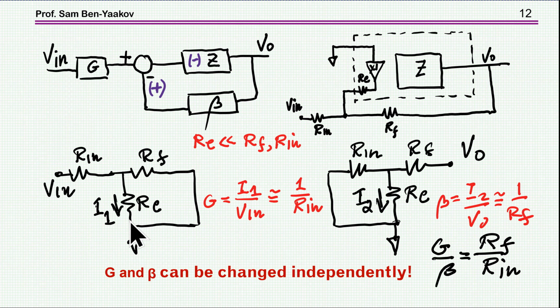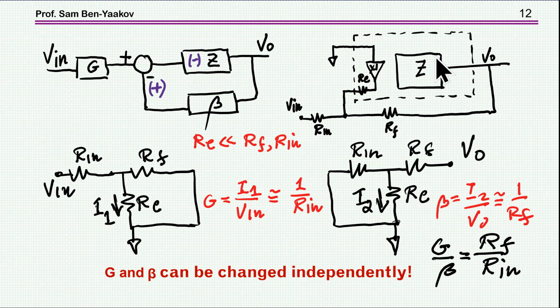This is the current going here. Same thing goes here. Beta is 1 over RF, and again, since the gain is G over beta, we get again this RF over Rin. There is a matter of a sign here, which is dependent on whether you enter the positive or the negative terminal, because this will affect the output.